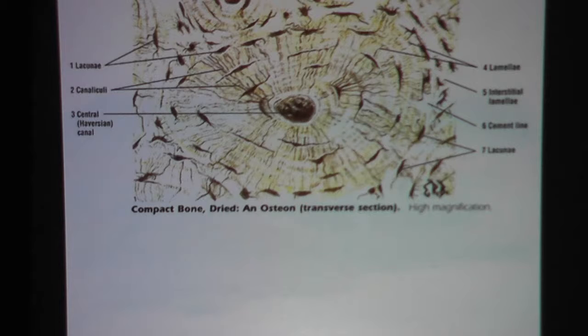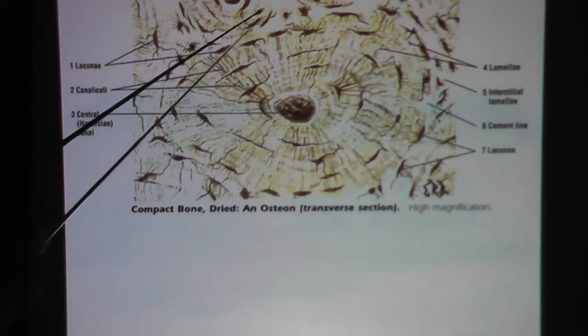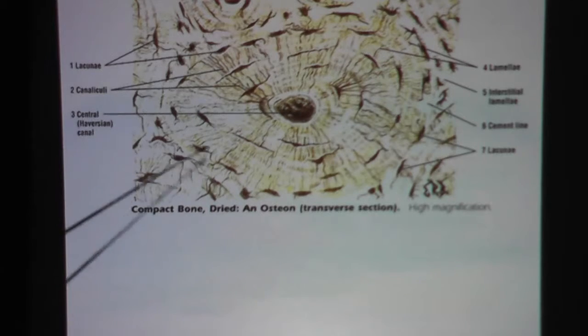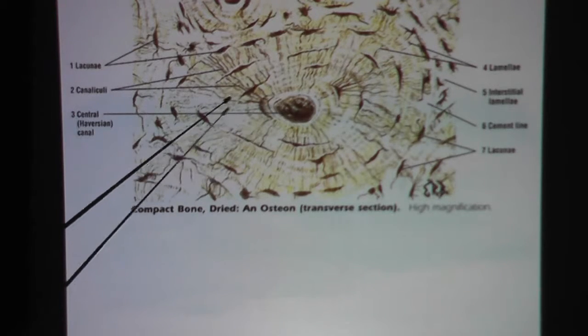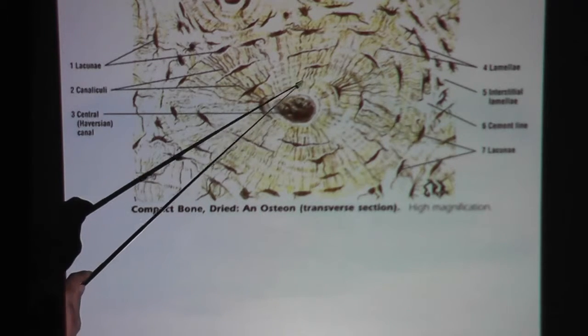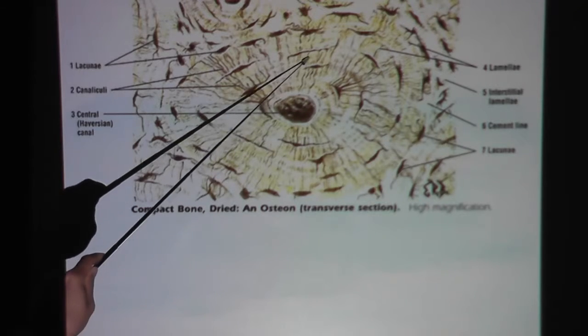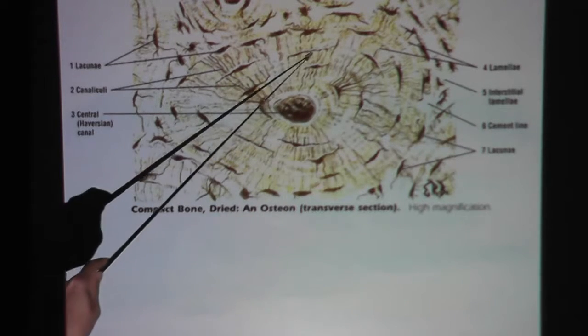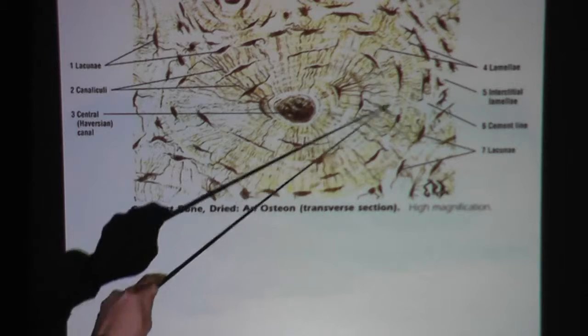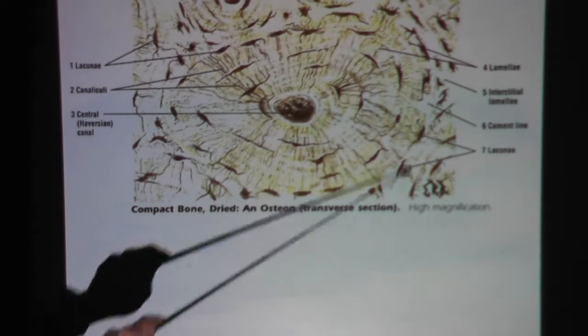Okay, high power. Let's just look at one osteon. So this is one osteon here. And as you can see, in the middle is the central canal. And then around it is a ring called lamella. Here's another ring called lamella. Another ring called lamella.